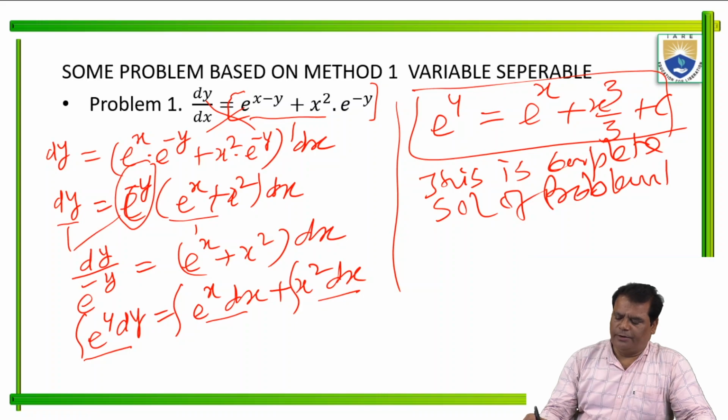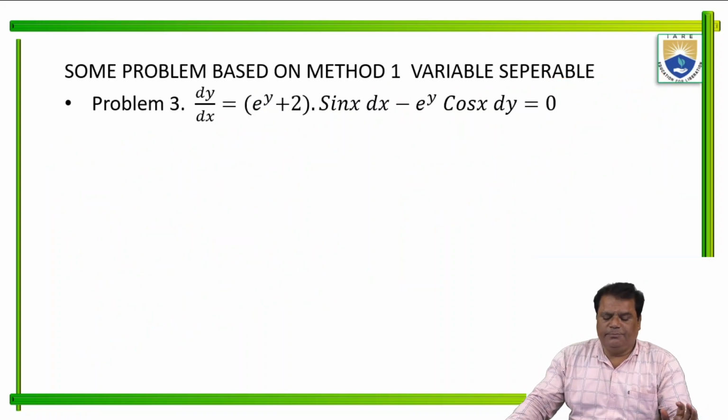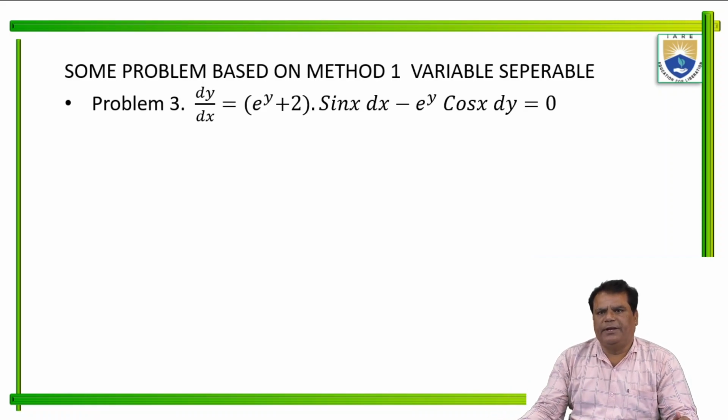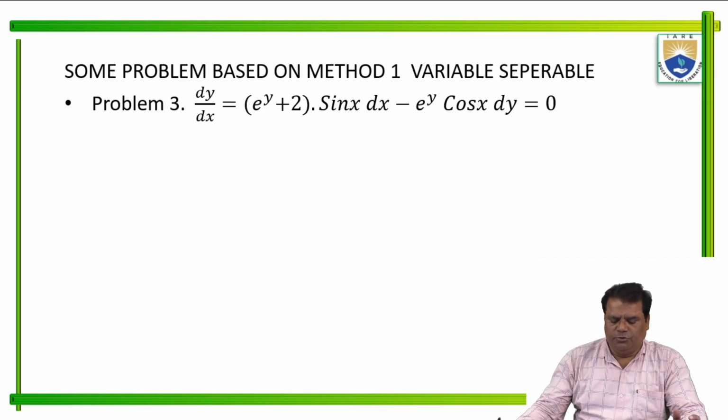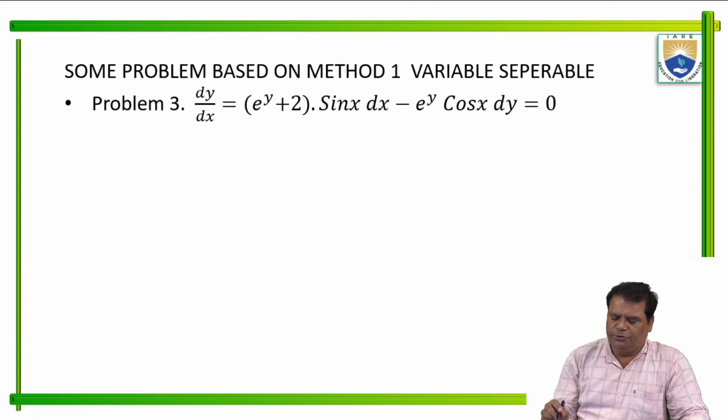Now next, again this problem is problem 3, again based on variable separable. So how can we solve this problem? This is a very easy problem. Here dx dy equal to 0, so here dy equal to 0. This term is wrong here, only this result is there.